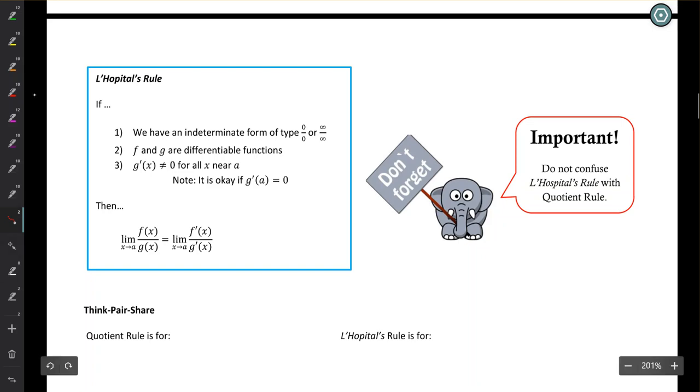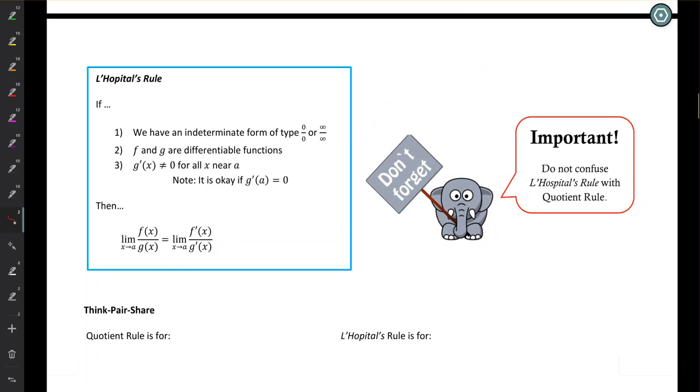The limit as x approaches a of this function, f divided by g, is the same limit as x approaches a of this totally different function, f prime over g prime. Now, I'm trying to make this cute and memorable. Do not confuse L'Hopital's rule with quotient rule, right?